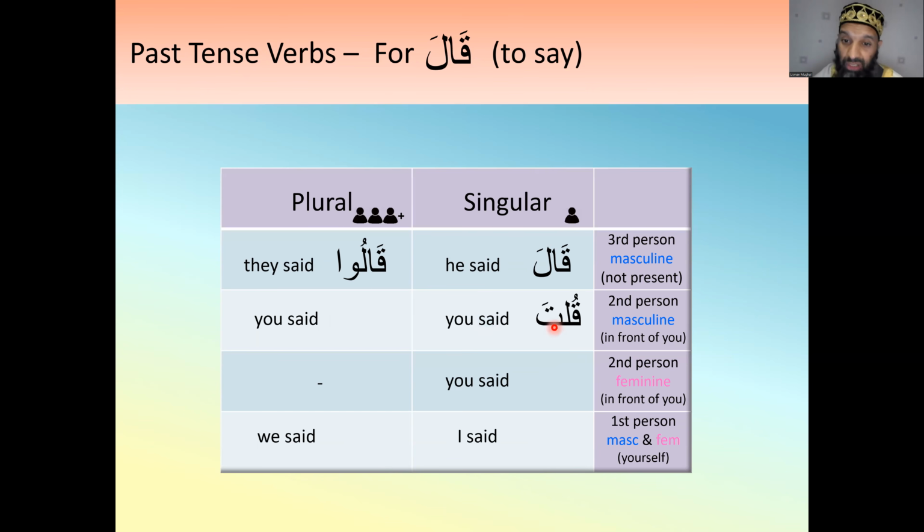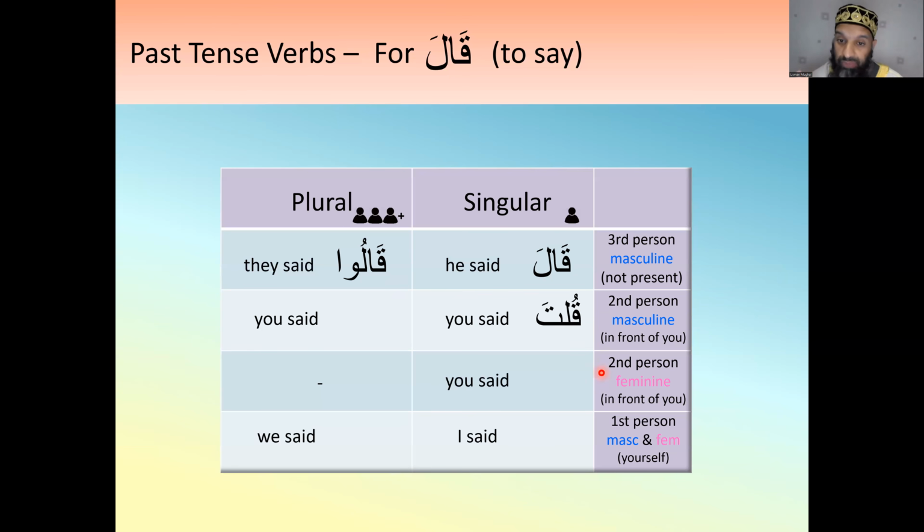The ta remains, but what we've done, we've put a dhamma on the qaf and a sukoon on the lam. Qulta. Can you see how it's changed? But that would have normally been kataba, katabu, katabta. But we can't say qalata. No. For this verb, it becomes qulta. Right? So that's why we have it's a weak verb.